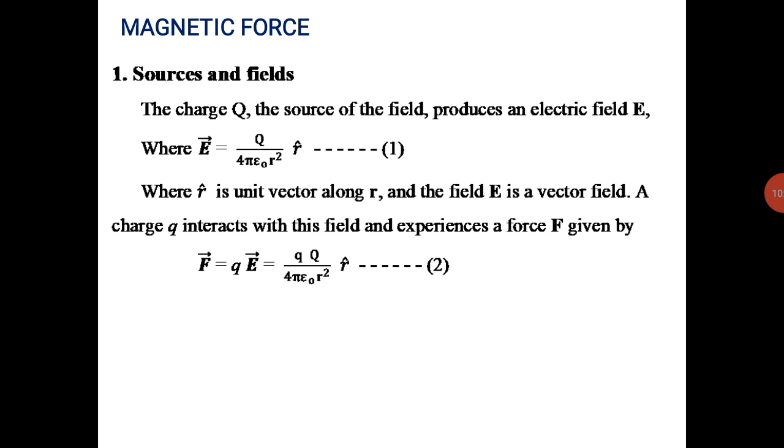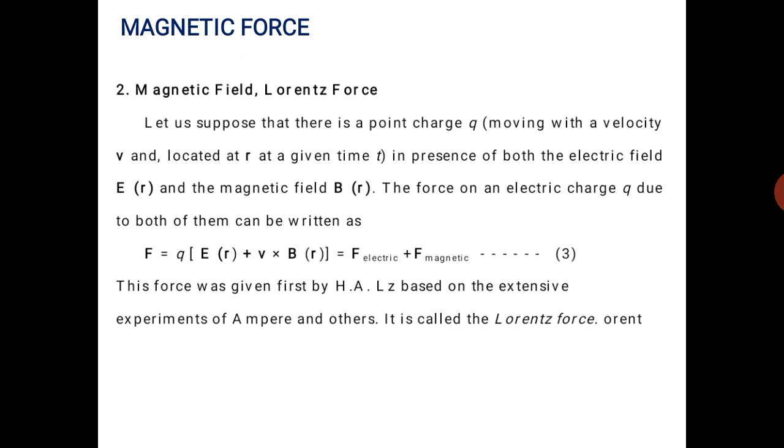Now we have to discuss the magnetic field, or Lorentz force. Suppose a charge is moving in the presence of both electric and magnetic fields. It experiences two forces. One is the electric force, which is q times E. Another is the magnetic force, which is q times V cross B, where V is the velocity of the charged particle and B is the magnetic field at that point, and it is the cross product of the two vectors V and B, remember.